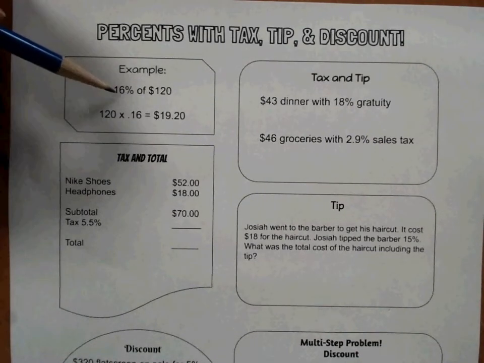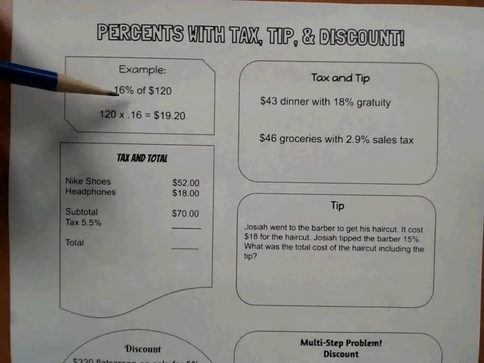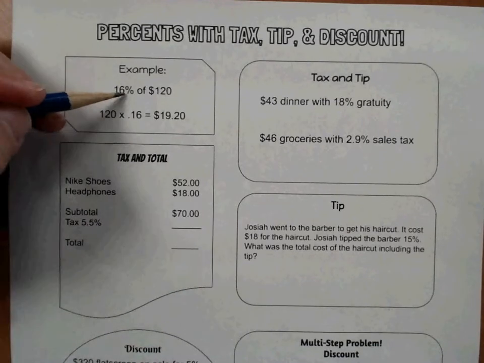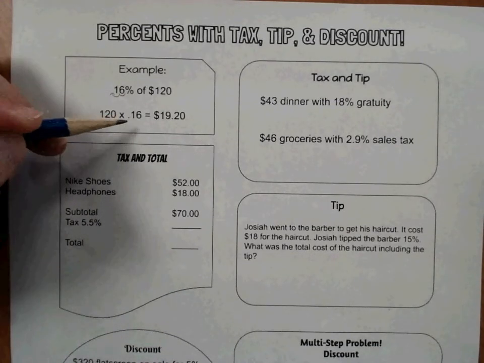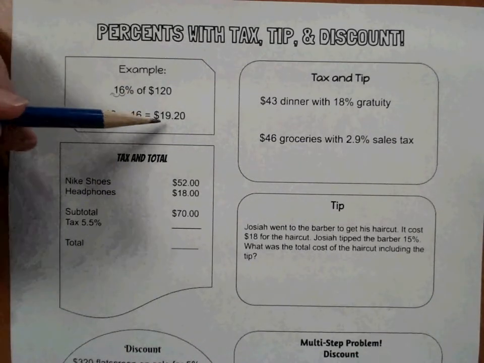So in this example, it's saying 16% of $120. So notice what we're doing. We're turning that percent into a decimal. Anytime you want to turn a percent into a decimal, remember, you go ahead and move the decimal 2 spaces to the left. That's where they got that .16 from. And then we're going to multiply that by the 120. So you see, if you do that, you get $19.20.